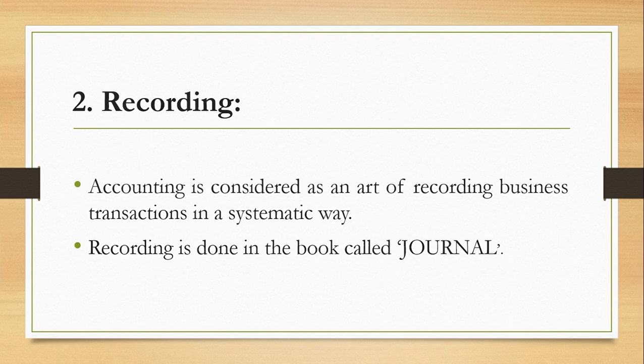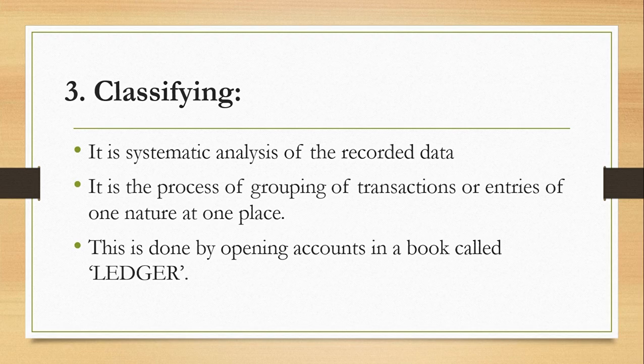Okay, so what we do is recording. Recording is done in the book called journal. Accounting is considered as an art of recording business transactions in a systematic way. Then next is classifying. It is systematic analysis of recorded data, the process of grouping of transactions, making categories of transactions of one nature at one place, and this is done in the book called ledger.